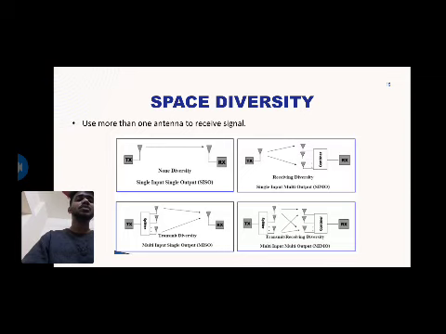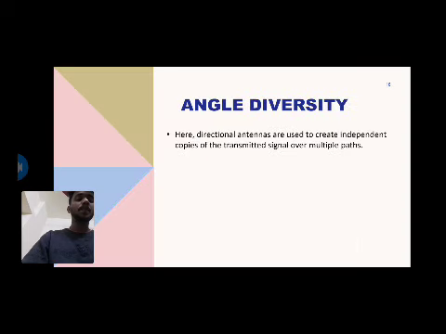Space diversity uses more than one antenna to receive the signal. Angle diversity. Here, directional antennas are used to create independent copies of the transmitted signal over multiple paths.